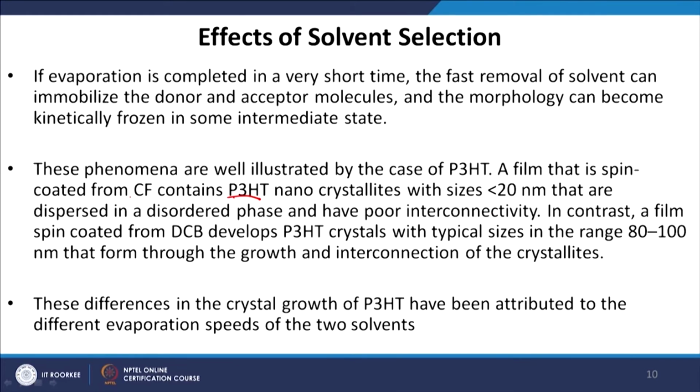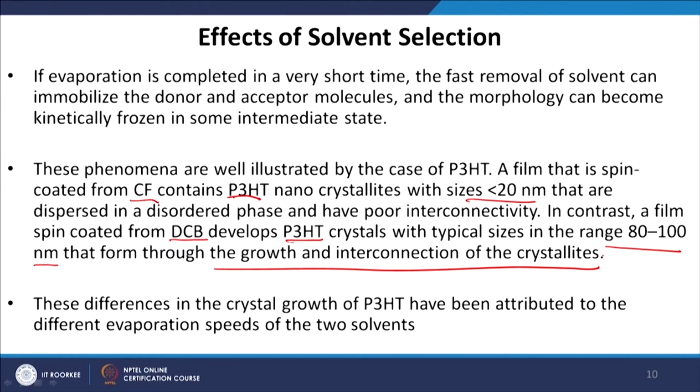If we spin coat the material from chloroform, we get a crystallite size less than 20 nanometer, but if we use the same material from a DCB or dichlorobenzene solvent, we usually get a crystallite size of 80 to 100 nanometers. And that is because of the growth and interconnection of the crystallites.